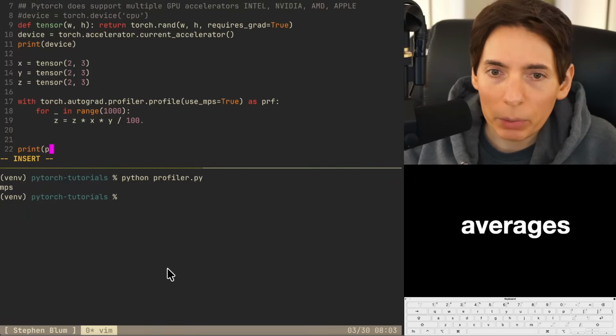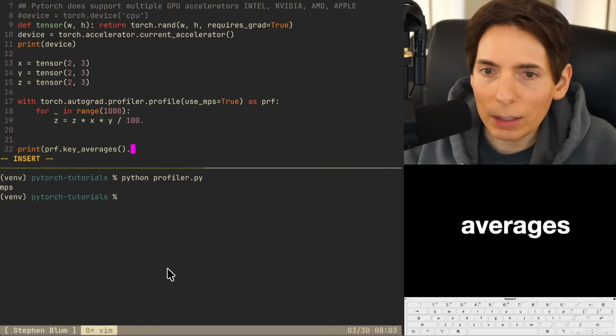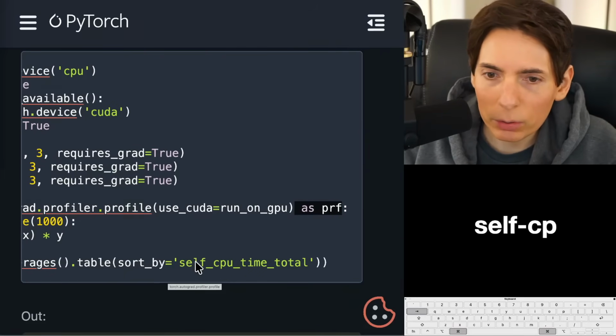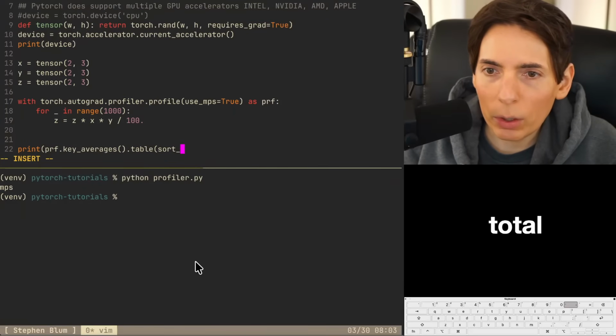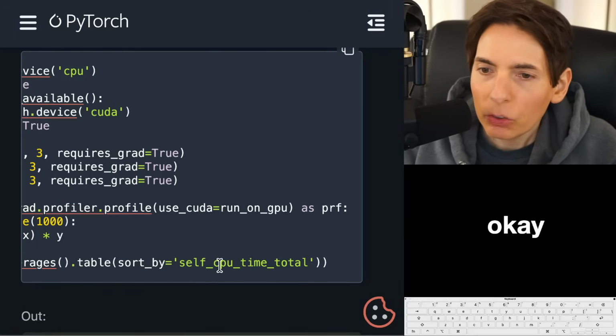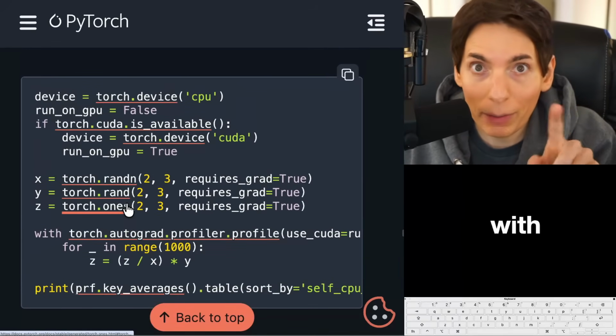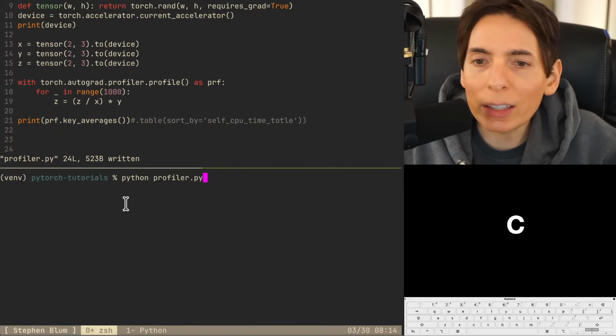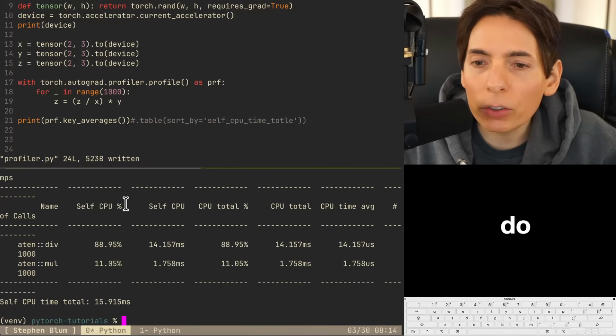prf.key_averages().table, and we're going to say sort_by equals self CPU time total. Oh, got it. Okay. So let's play with the profiler for a little bit. So we saw what the CPU looks like. Can we do MPS? All right, here we go.